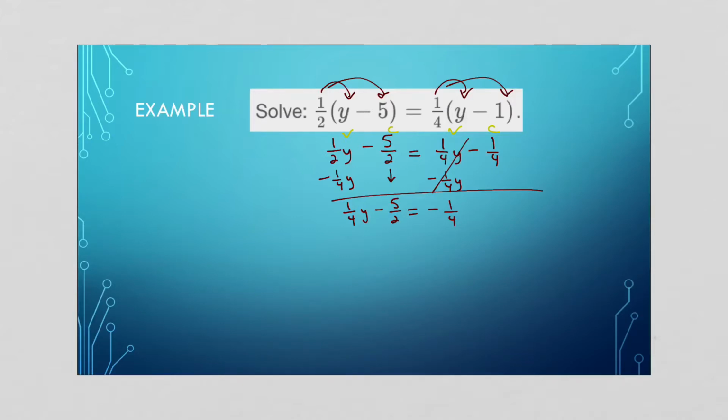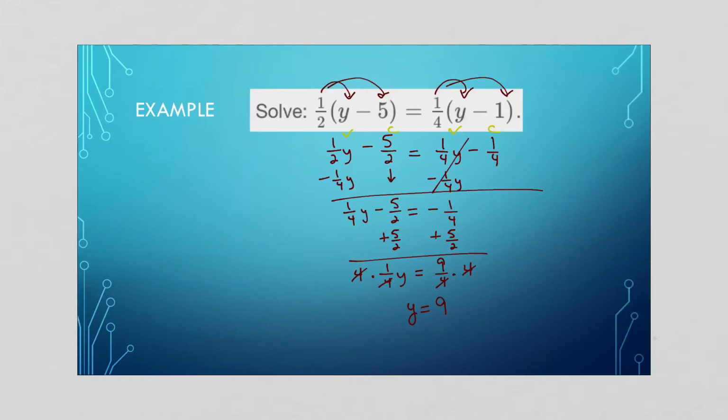Now I want to add 5/2 to both sides. So on your calculator, type in negative 1/4 plus 5/2, and you get 9/4. And now from here on out, you can do one of two things. You can multiply both sides by 4 or divide both sides by 1/4. They do the same thing. So if I multiply both sides by 4, those cancel. I'm left with 9.